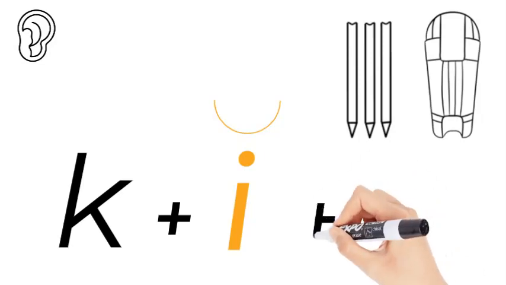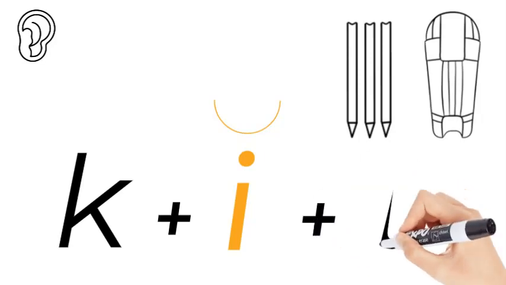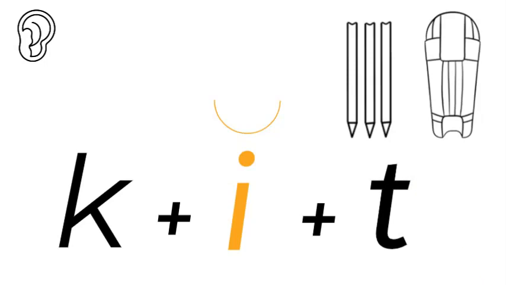Now what's missing at the end? K, t. There you go. K, t. Kit.